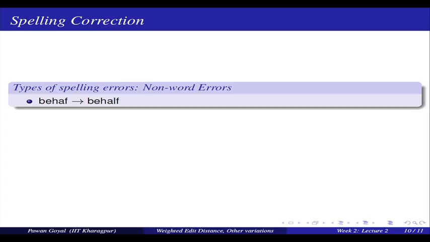So when we talked about spelling errors, there are two kinds of errors that you might have to deal with. One that is slightly easier to handle is called non-word errors, because they are easy to detect. The erroneous word is not in my vocabulary. So in this case, the erroneous word is BEHAF, that is not in my vocabulary. I can detect this is an erroneous word, and my task is to correct it to the actual word BEHALF, behalf. And this is also called non-word error. Okay.